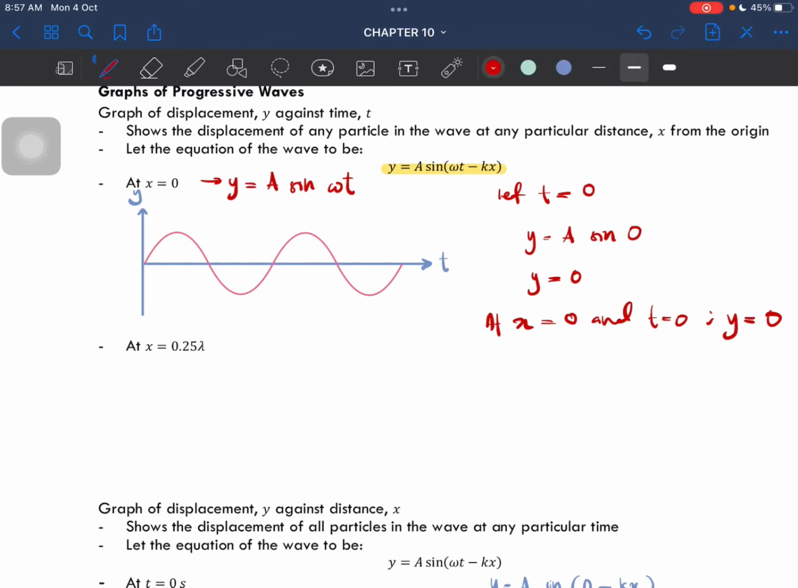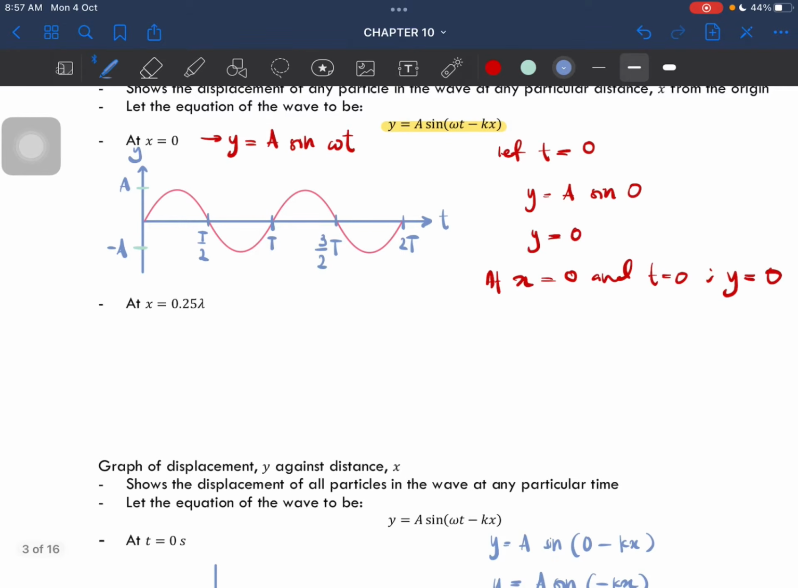Okay, so don't forget to label this line and this line here. So this is a, this is negative a. Then this one we can label as half of the period, 3 over 2 period, and then 2 period. Okay, so you can label it like that.